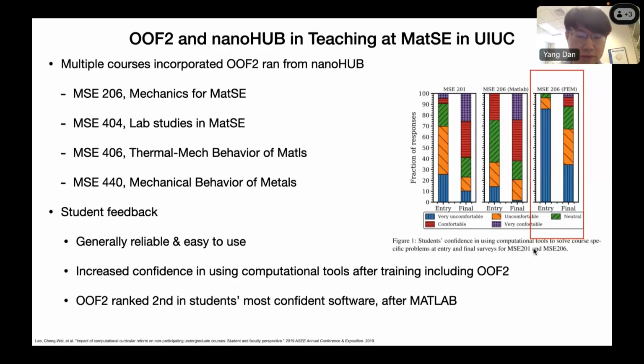This figure shows the confidence of the students with different kinds of computational tools before and after each semester. The rightmost shows the change in the students' confidence in UIUC. So this research shows that the students are confident with the computational tools after the training. Our results also show that the UIUC software ranked as the second computational tool in students' most confident software, just after MATLAB. So I think UIUC is a very useful tool in our teaching.